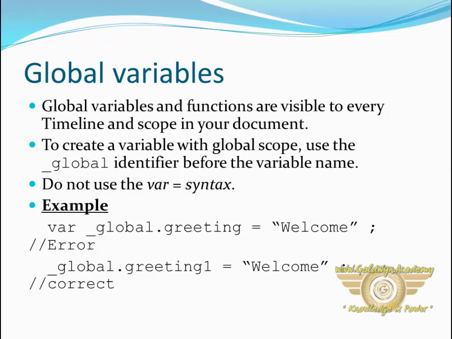Global variables. Global variables and functions are visible to every timeline and scope in your document. To create a variable with global scope, use the _global identifier before the variable name. Do not use the var equals syntax.